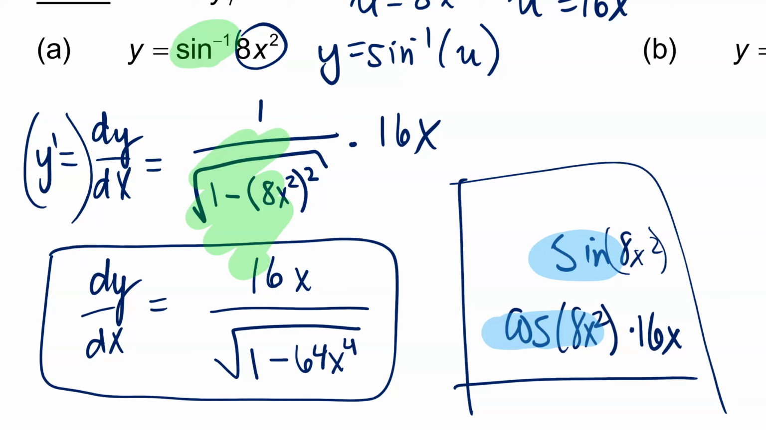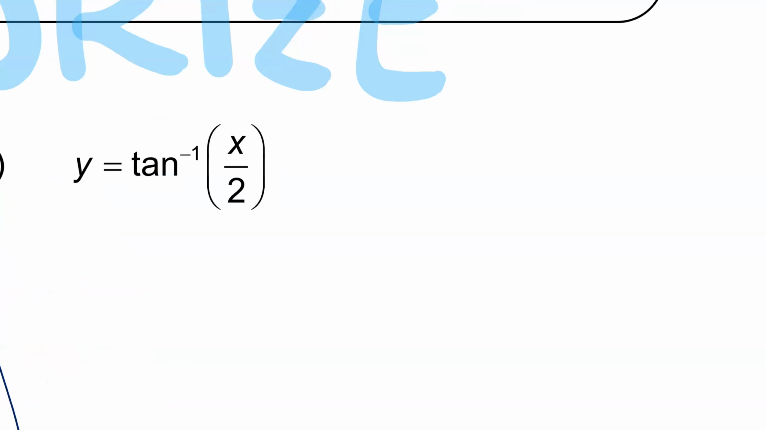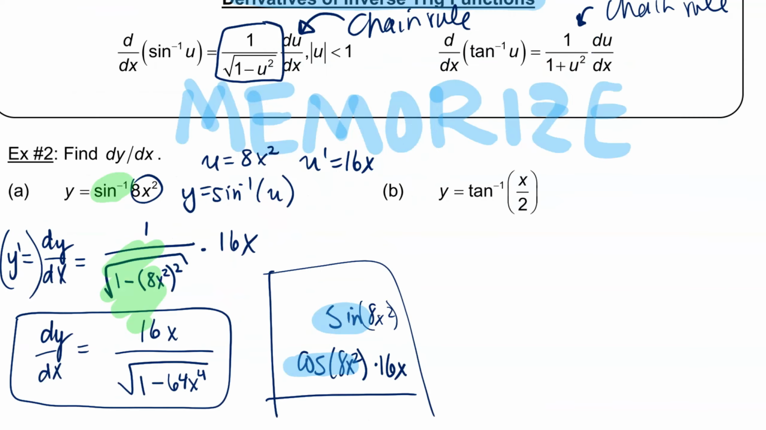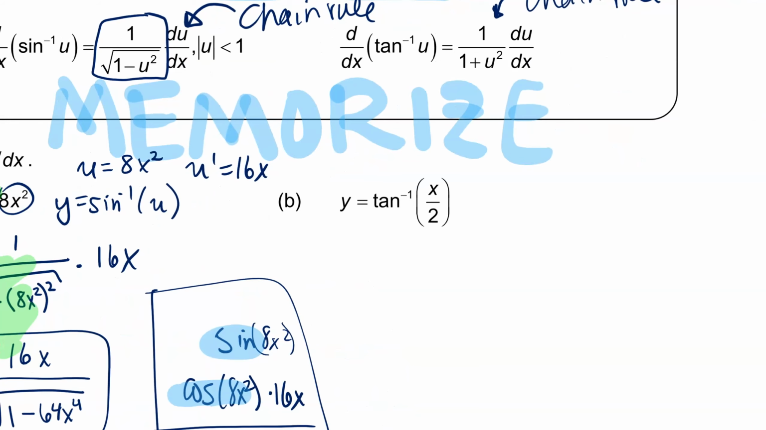So if you have an inverse trig function, the derivative is going to be algebraic. Regular trig equals regular trig, so we'll have a regular trig function in the derivative.